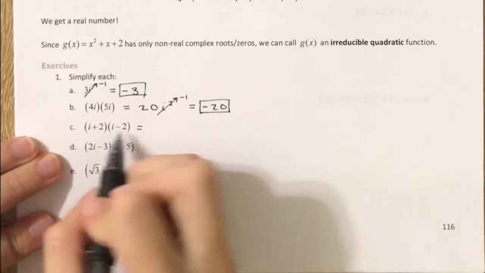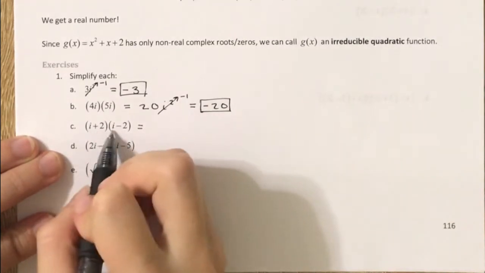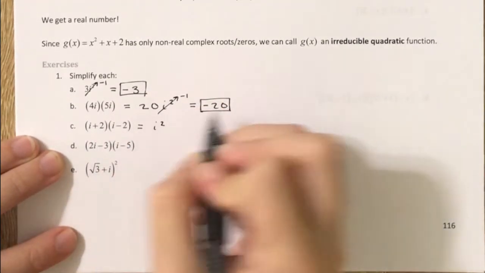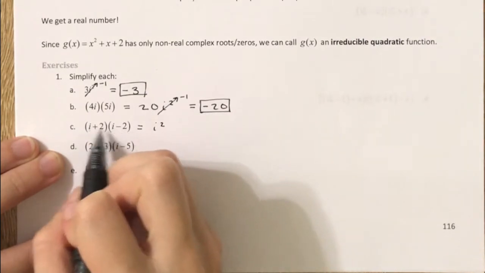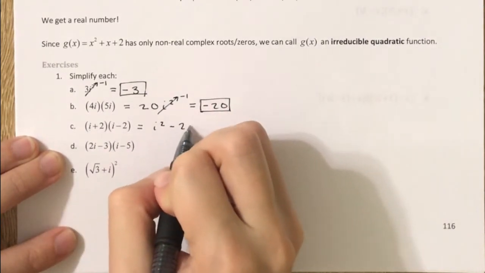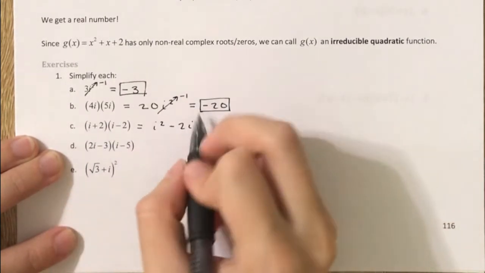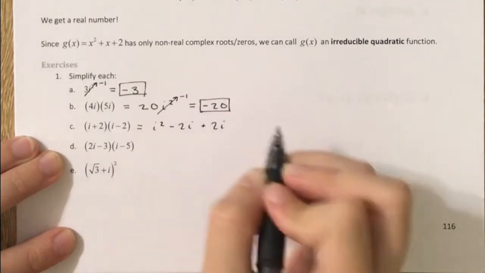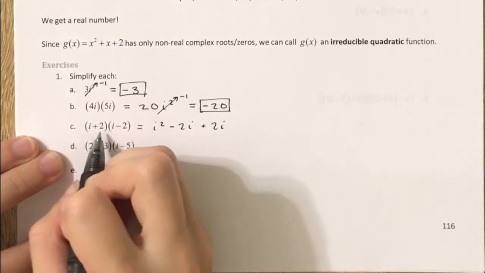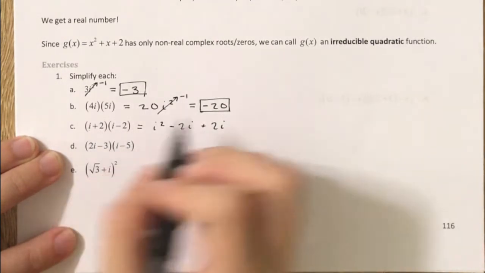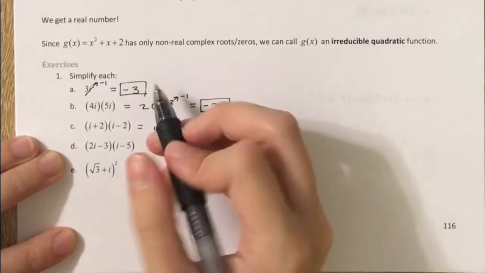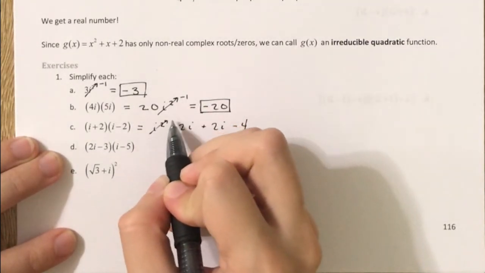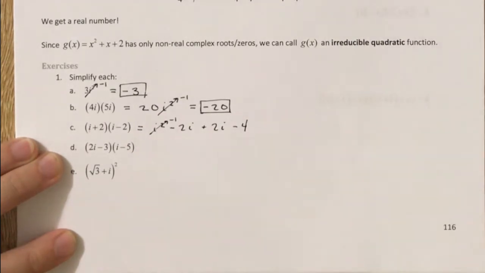So we multiply the first two. The first terms we get i squared. Outside term we get negative 2i. Inside term we get positive 2i. And last terms multiplied together we get negative 4. So, of course, i squared is going to become negative 1.